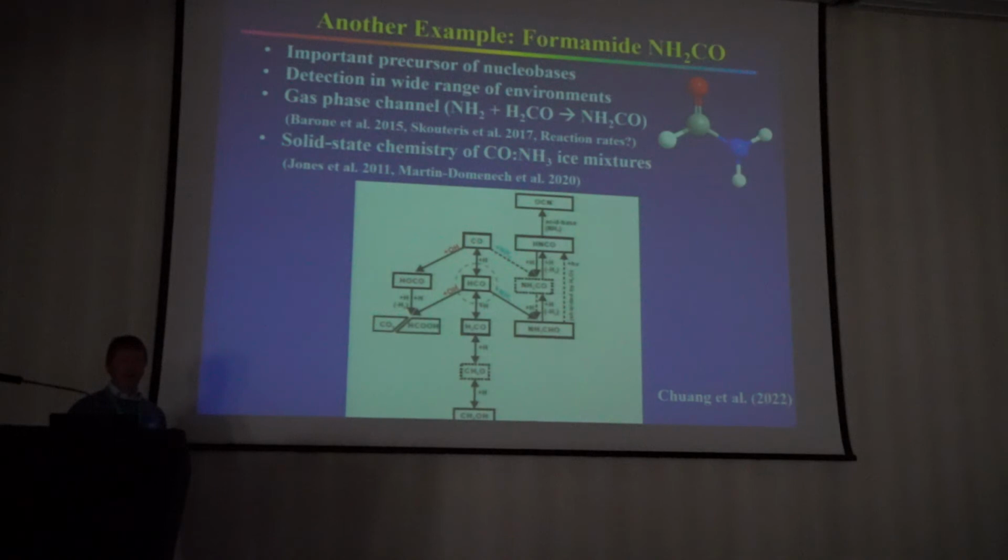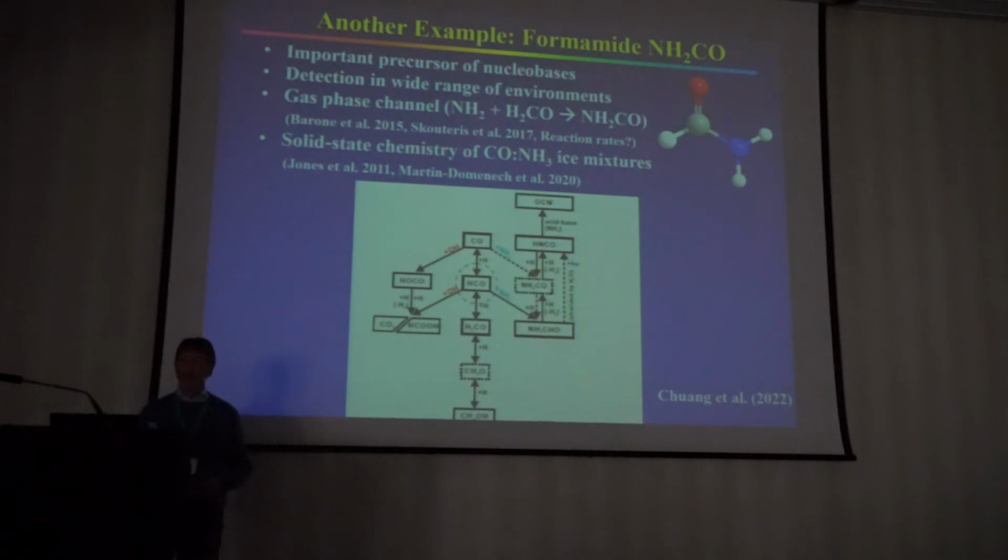So I talked about formamide, and this is another example. What we did here is we actually studied CO, ammonia, water ice mixtures, and in contrast to the gas phase channel where the reaction rates are practically not known, we could then find very efficient production of formamide in these ices. We also see byproducts like OCN-, which was hypothesized by infrared spectroscopy in the past, and a few other molecules, but the main product is formamide.